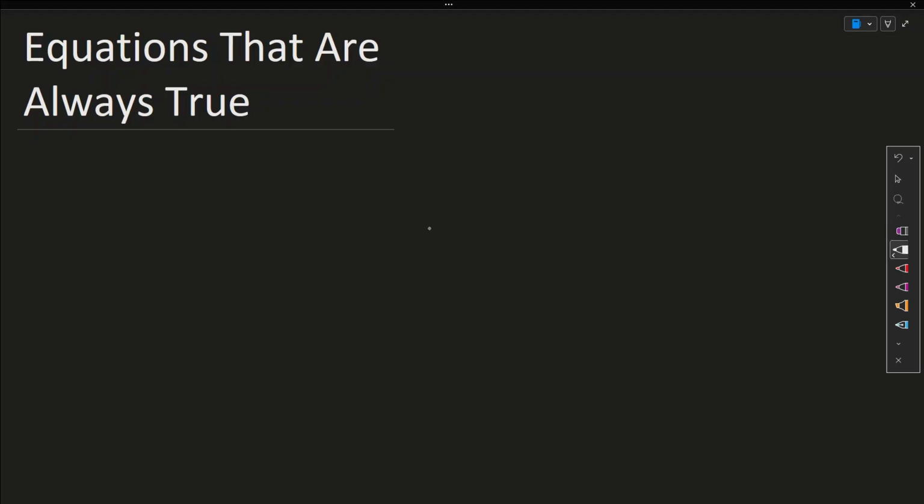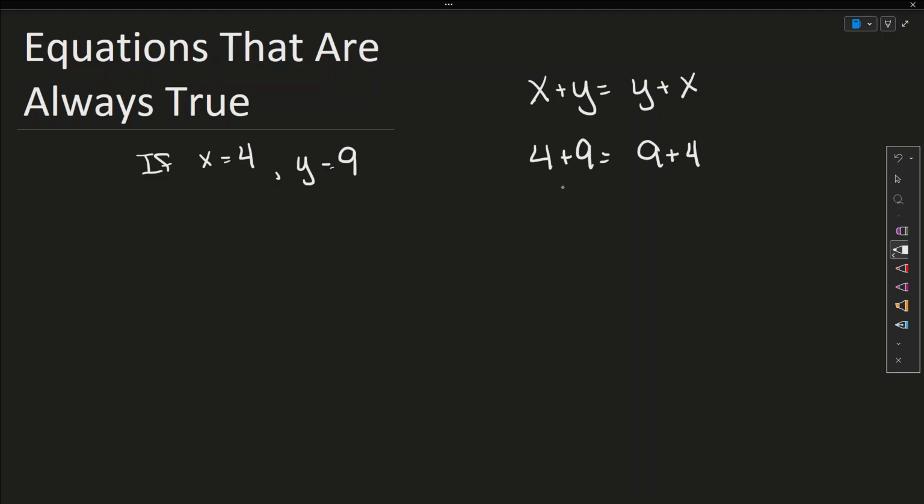In this video, we are going to look more closely at identities. An identity is an equation that is true for all values of the variable or variables. For example, x plus y is equal to y plus x. This equation is always true. If x is equal to 4 and y is equal to 9, then we have 4 plus 9 is equal to 9 plus 4. Both sides equal 13.